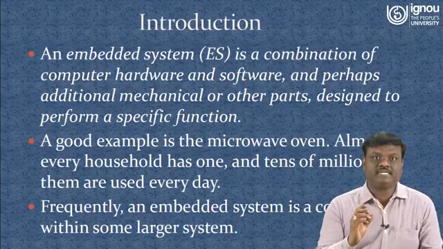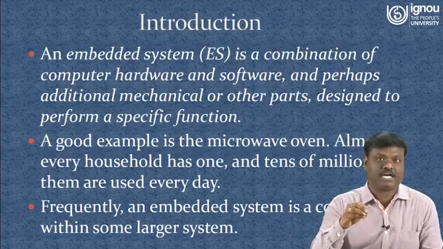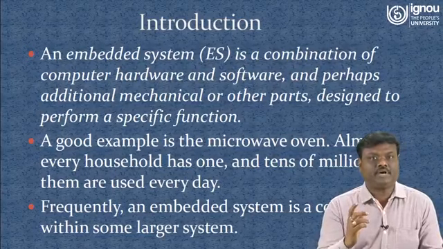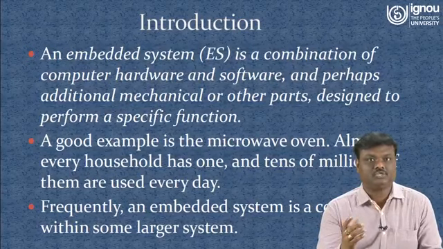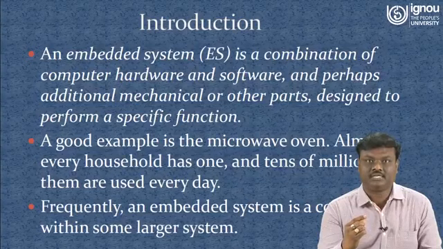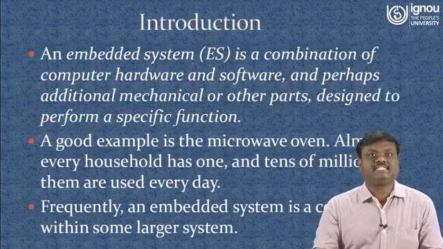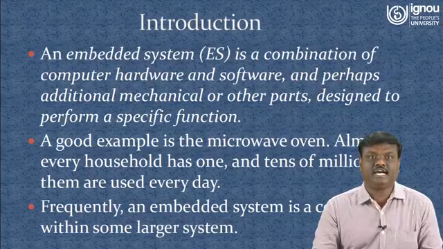So the embedded system is nothing but a combination of the hardware, that is a chip, and the programs residing in that particular chip, and those are permanent in nature. Apart from this, it may contain additional mechanical or other parts also. Individually it is not a computer or a full-fledged system. It has limited functionality and is designed keeping in mind a specific function. So this is the definition that we can give for the embedded system.